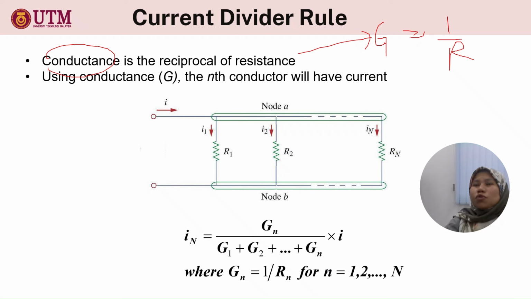For your subject, usually they will give you 2 branches. So you only need to remember the first equation that I showed you just now. I1 is equal to I multiplied with R2 over R1 plus R2.